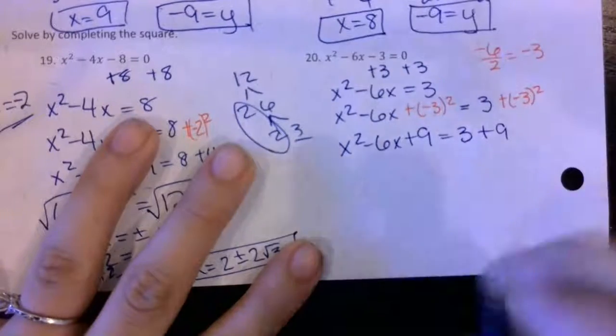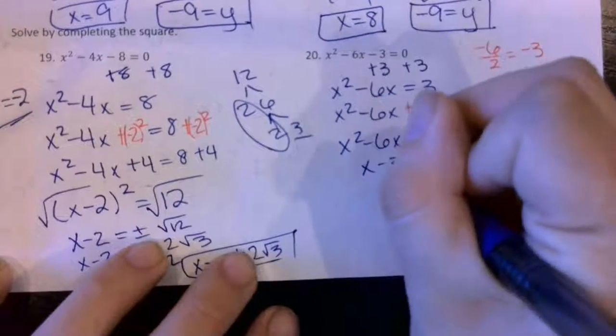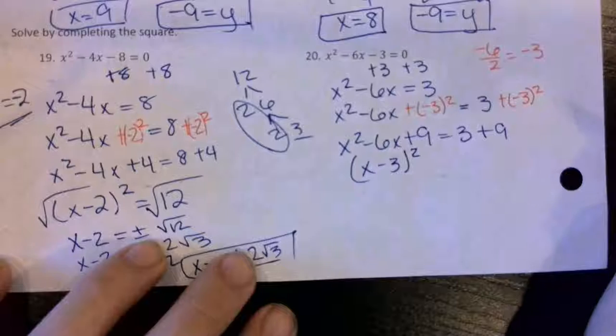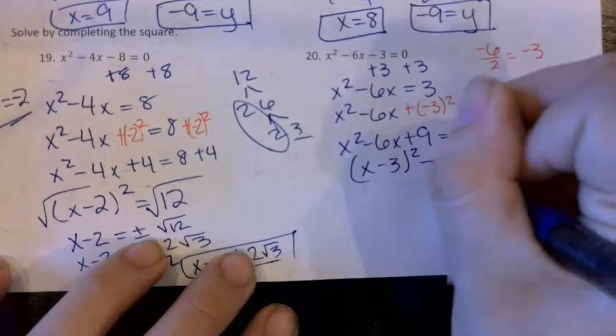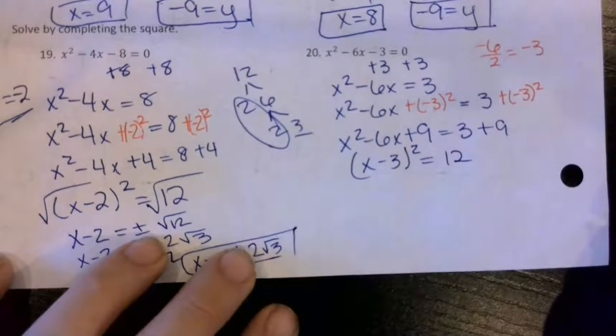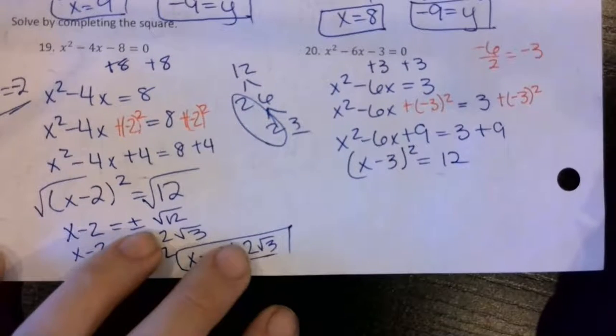On the left side, I want to factor. Negative 3 times negative 3 equals positive 9. Negative 3 plus negative 3 equals negative 6. And then I get 12 on the right side again. I don't know, 12 must be my favorite number when I was making this.